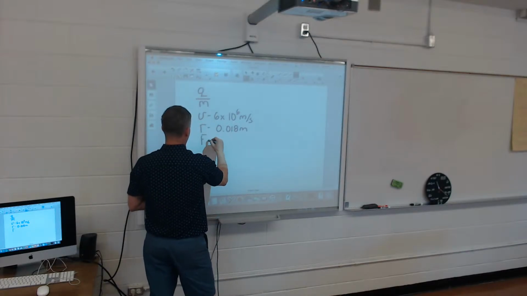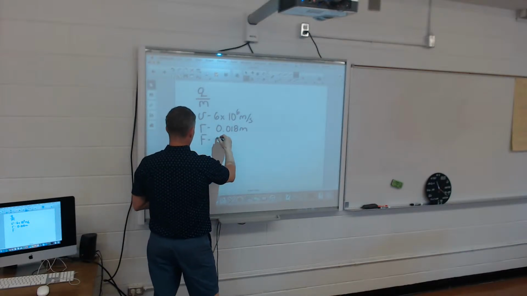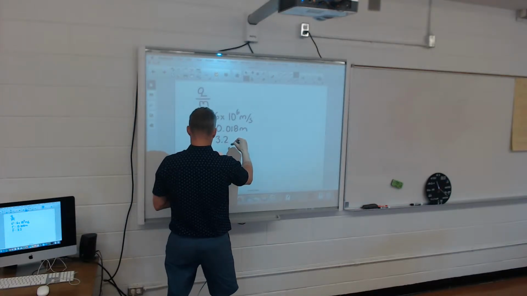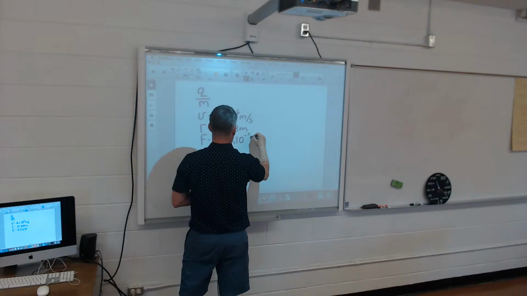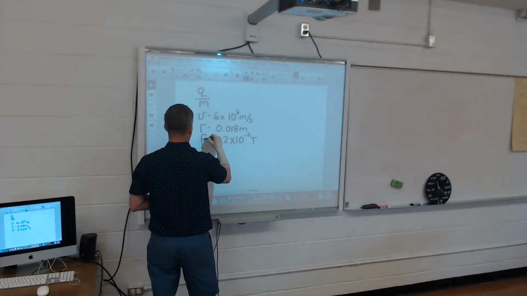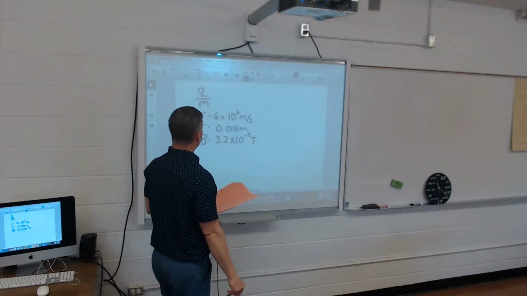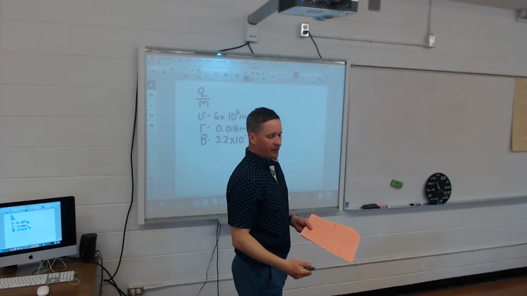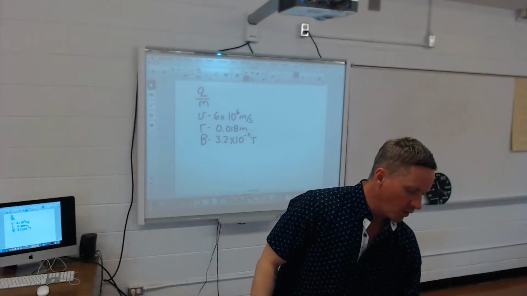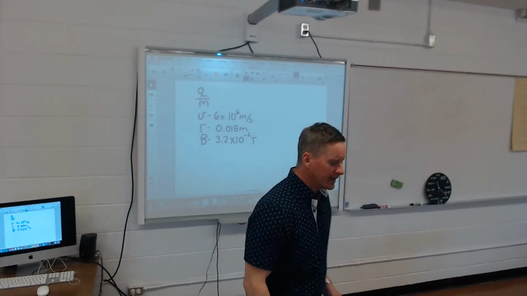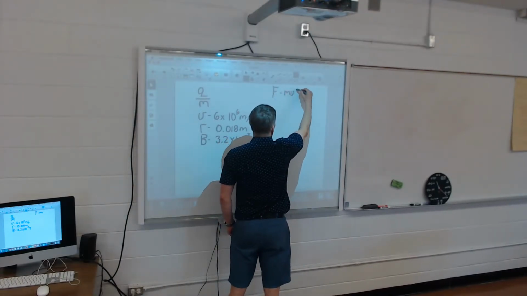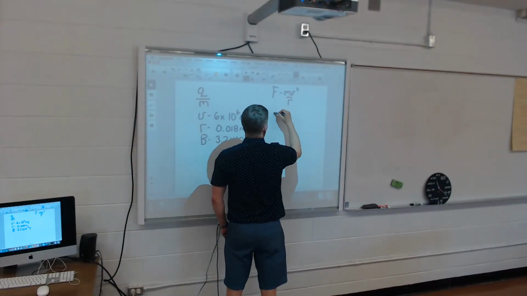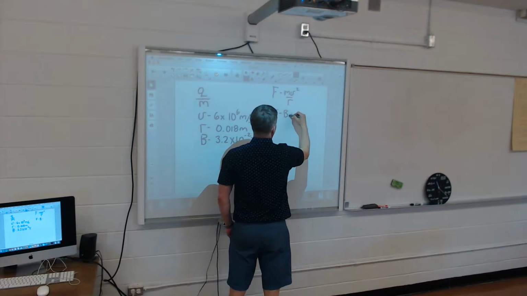And a force of 3.2 times 10 to the negative 2. Oh no, that's a B. Tesla. Okay, so if I look at the two equations for force, and because it's moving in a circle, I've got F equals mv squared over r, and F equals BEV.